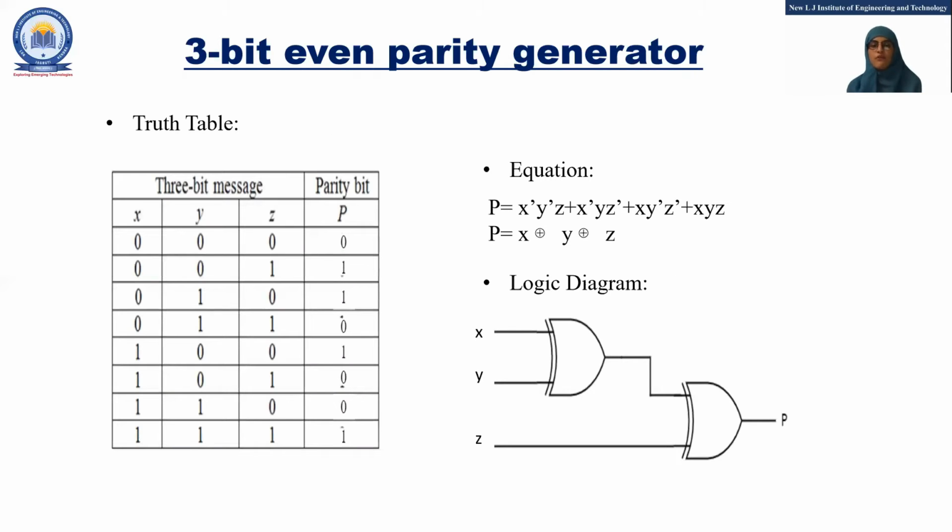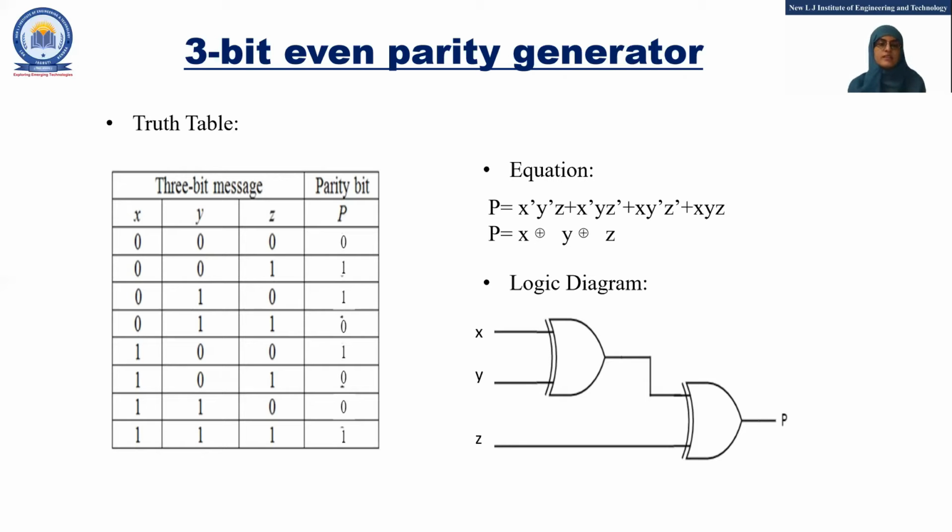Now this is the truth table of the even parity generator. Here X, Y, Z is the original 3-bit message, and the parity bit is P. Now we have to make the total number of ones even. So here 0, 0, 0 is the 3-bit message, and to make it even, we will add parity as 0. Now 0, 0, 1 is the 3-bit message. Here an odd number of ones is present, which is Z. Z equals 1, so Z makes the number of ones odd. To make the total number of ones even, we will add parity bit as 1.